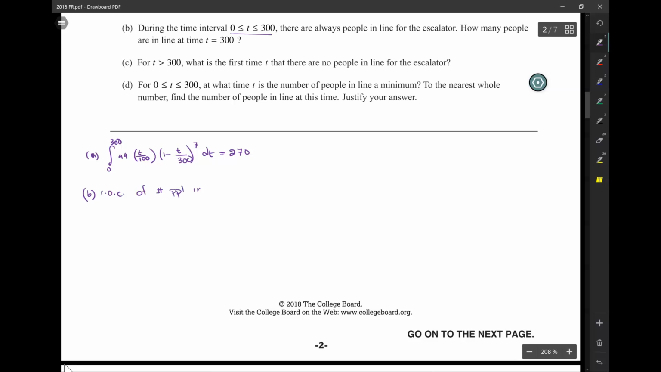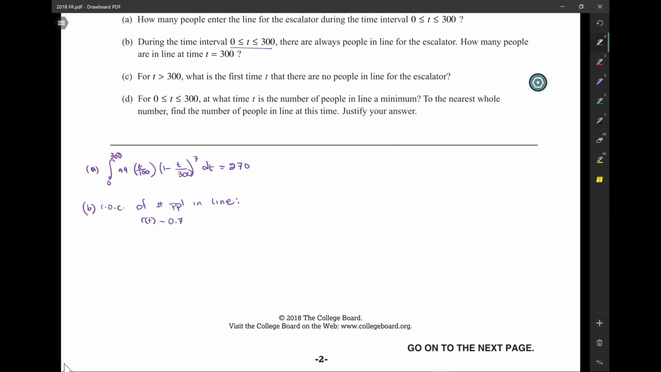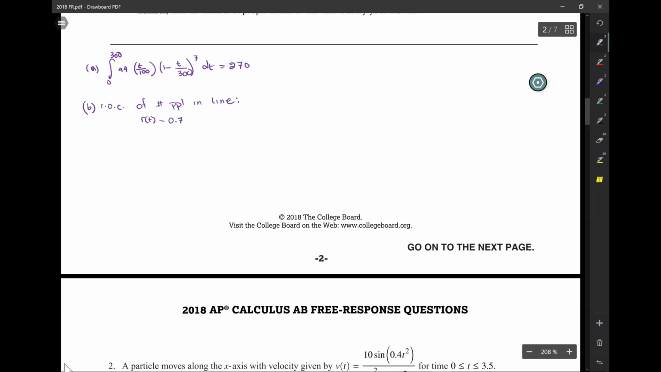That's the top minus. Yeah, that is R of t, how many people are coming in, minus 0.7. That's how the number of people in line is changing. So now, if you want the final count at t equals 300, you're going to do R of 0 plus the integral from 0 to 300 of R of t minus 0.7 dt.